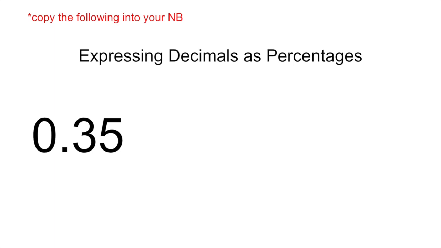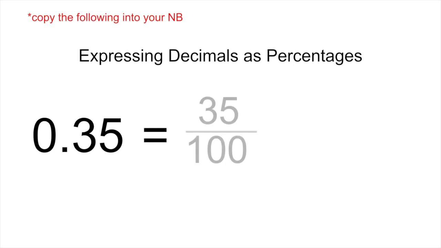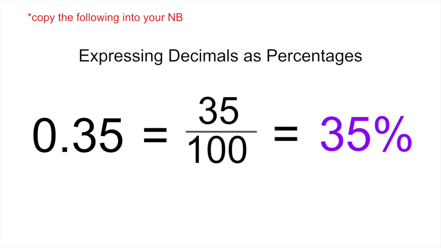If I wanted to express this decimal as a percentage, I could first show it as a fraction. 35 hundredths, written as a fraction, has a 35 in the numerator and 100 in the denominator. Now I have a fraction that is out of 100. Remember, percentage means out of 100. So since I now have 100 in my denominator, I can write it as a percentage. This would be written 35%.